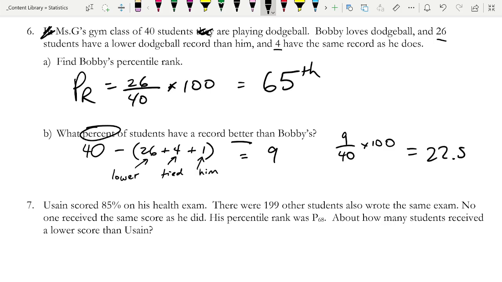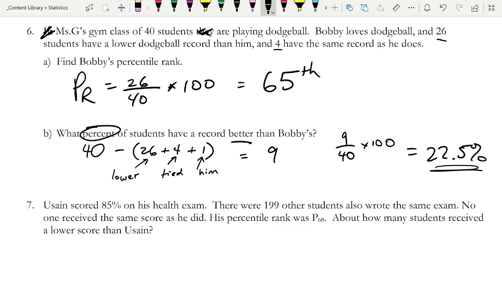And if you look at the answer on the answer key, I have no idea where they got their number from. They say it's 35. That's not even close to right. Where do they? They didn't count the people who tied. So they counted the people who tied as part of the people who had a better record. So that's a mistake. So the right answer should be 22.5.